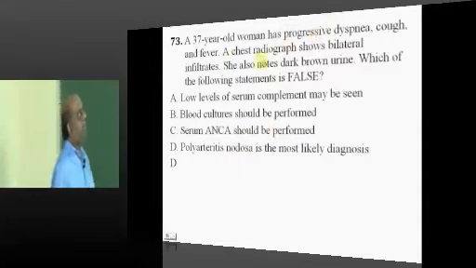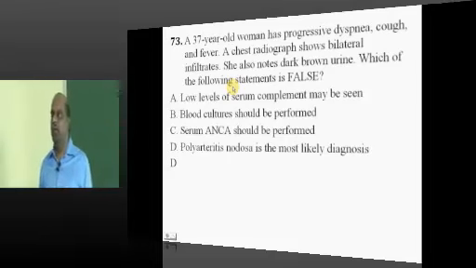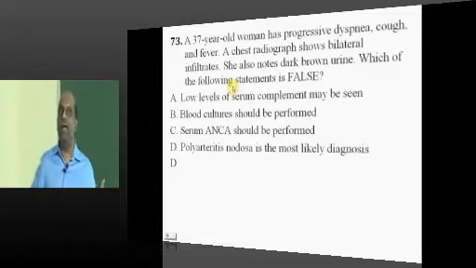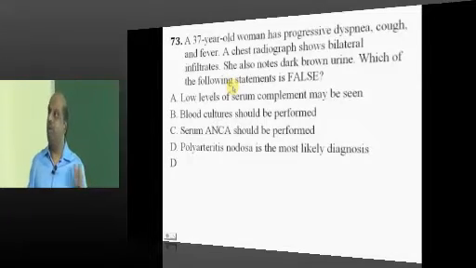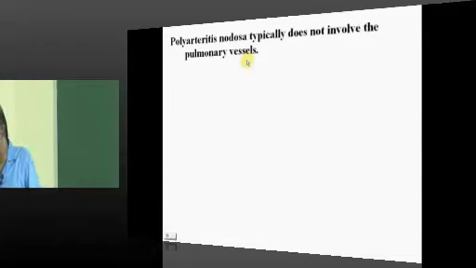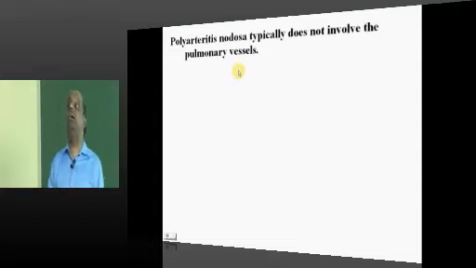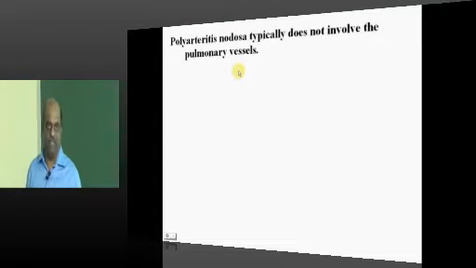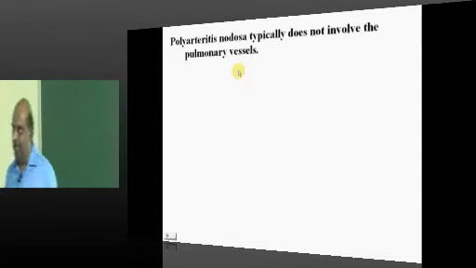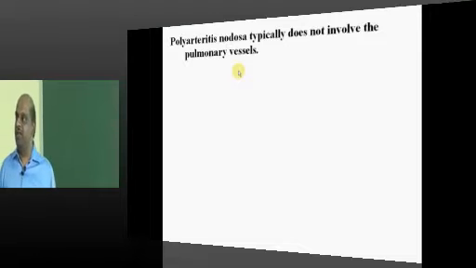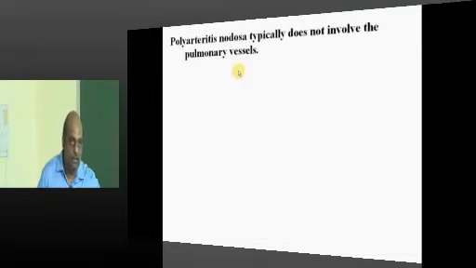Now, a 37-year-old is having a vasculitis which is involving the lung. What is a very important principle which you should not forget, doctor? Polyarteritis nodosa never involves the pulmonary vessels. It involves kidney, it involves mesenteric vessels, but it does not involve the lung vessels.